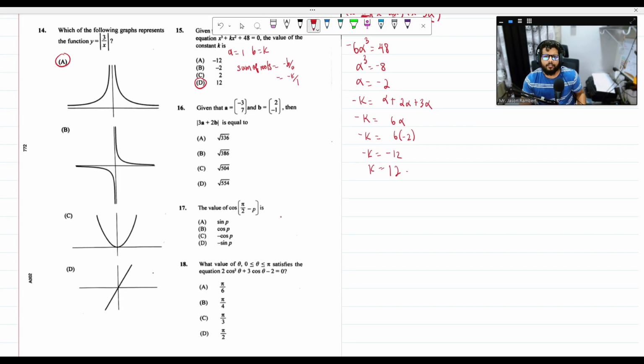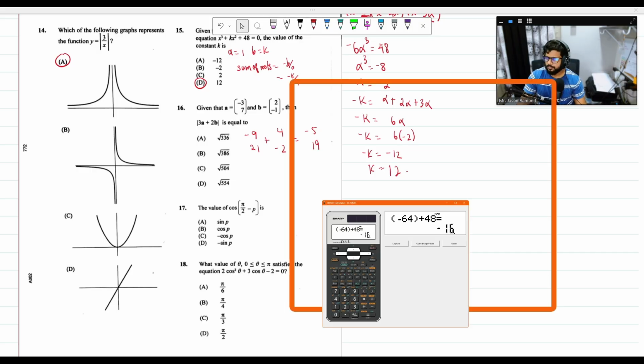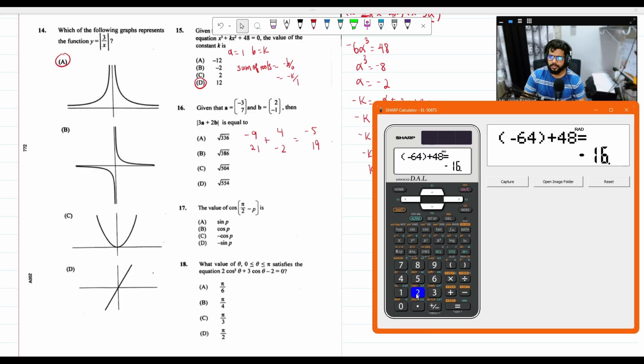Next, given that a is that and b is that, find the magnitude of 3a plus 2b. So 3a is going to be minus 9, 21. And 2b is going to be 4, minus 2. When I add them, I'll get minus 5 and 19. Minus 5 squared is 25. Plus 19 squared, 386. The answer is B.